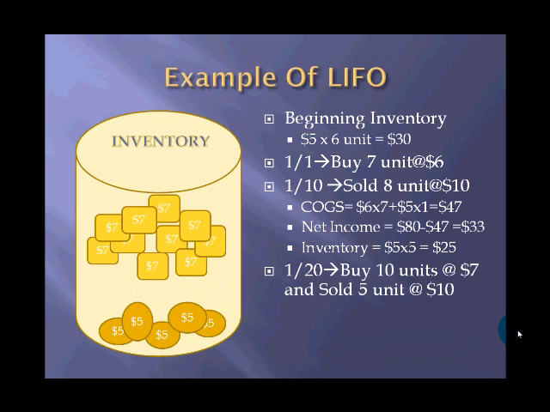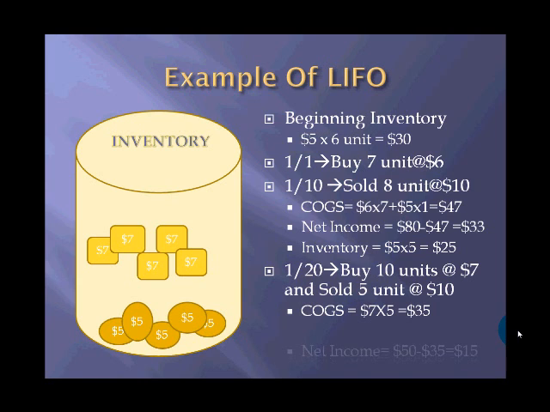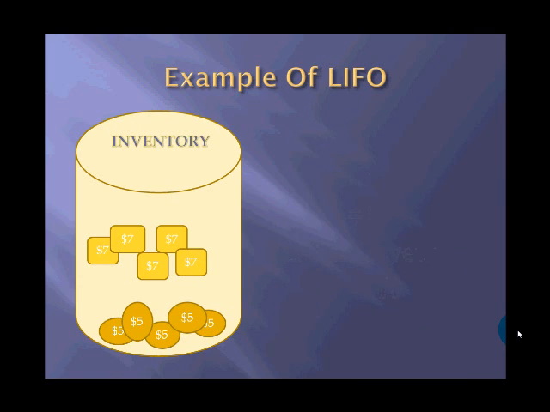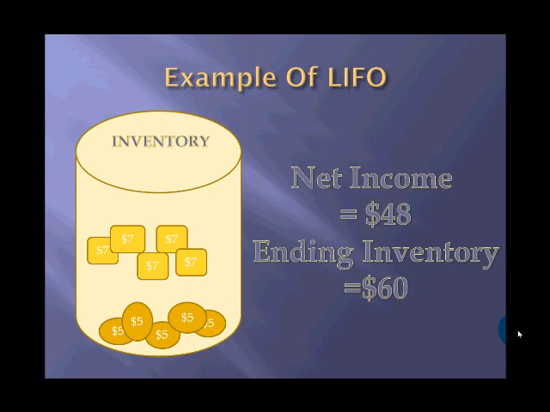On the 20th, ABC Company purchased 10 units at $7 each and sold 5 units at $10 each. The cost of the goods sold is $35. Net income is $15 and remaining inventory is $60. As a result, ABC Company has a total of $48 net income during this period of time and remains with $60 in inventory.